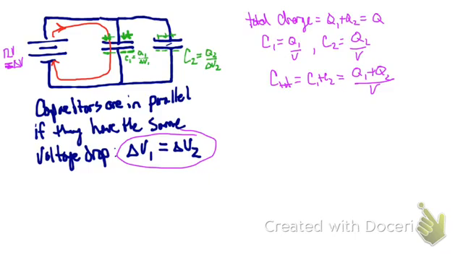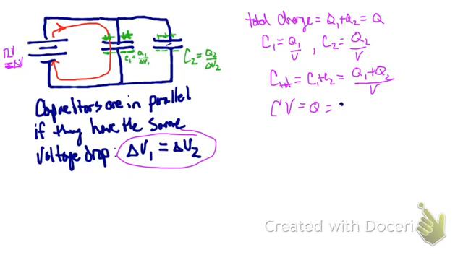Okay, so let's multiply the V over, and so if we have our total capacitance times V, it is going to equal our charge, which equals C1 delta V1 plus C2 delta V2. And I wish the writing could be neater. Let me see if I can do that again and be more clear with this.